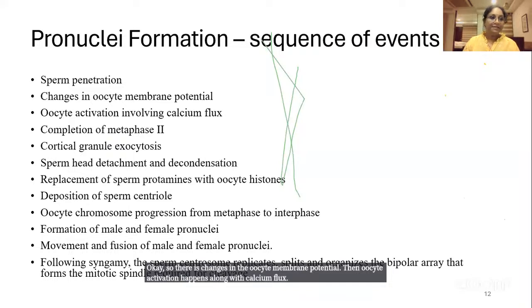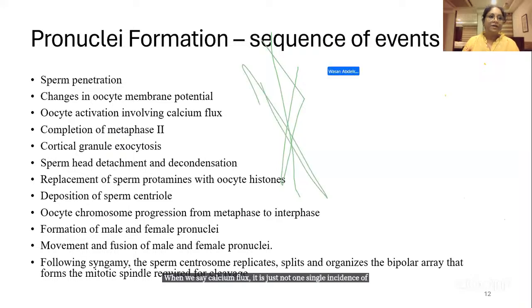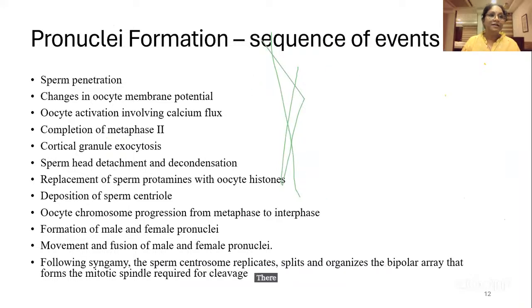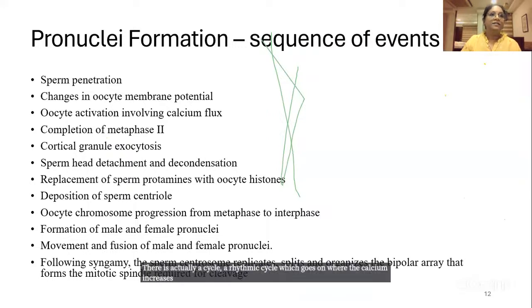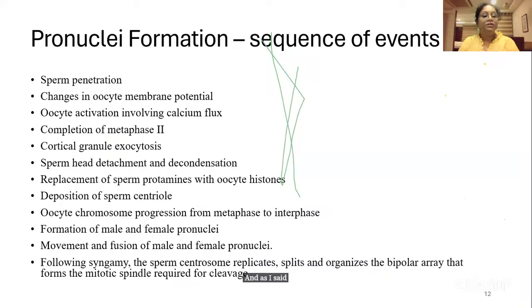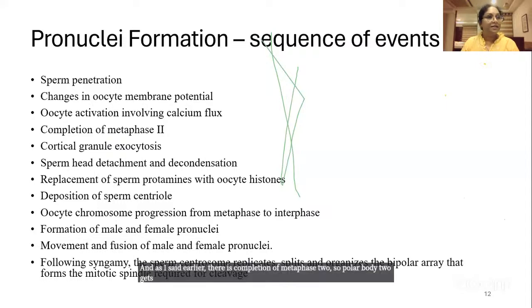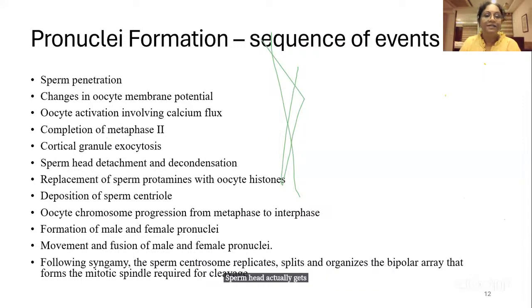When we say calcium flux, it is not one single incidence of increase in calcium. There is actually a rhythmic cycle which goes on, where the calcium increases and then goes down. And as I said earlier, there is completion of metaphase 2, so polar body 2 gets extruded. Then cortical granule exocytosis happens. The sperm head gets detached and decondensed.